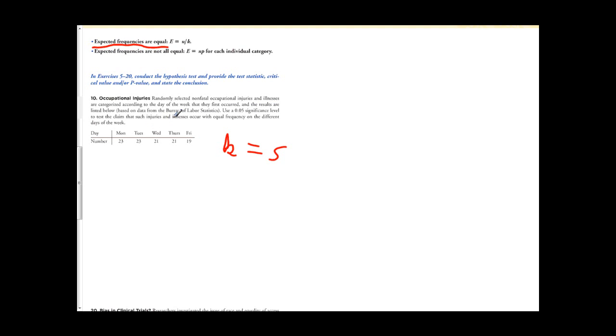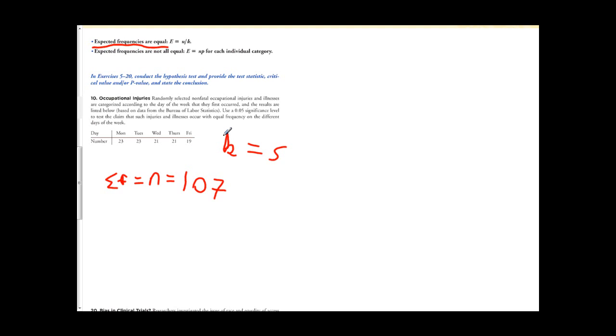All right, and we also have N, which is the sum of all of these frequencies. So this is the frequency in which injury or illness occurs on each of these individual days. And if you add up all the frequencies, we'll get N, which is equal to, in this case, 107.